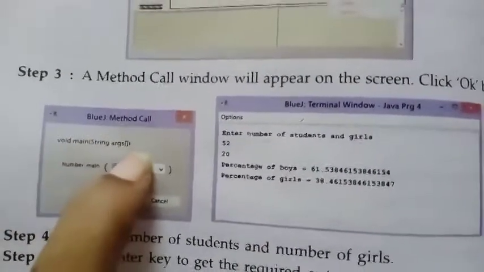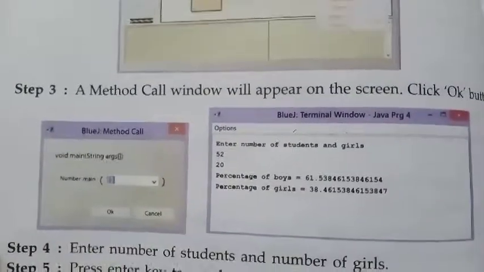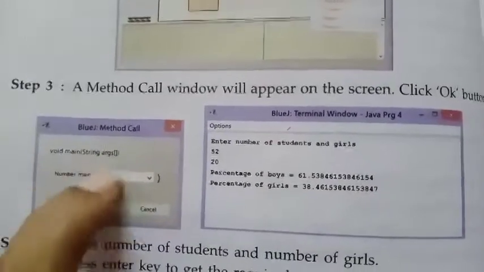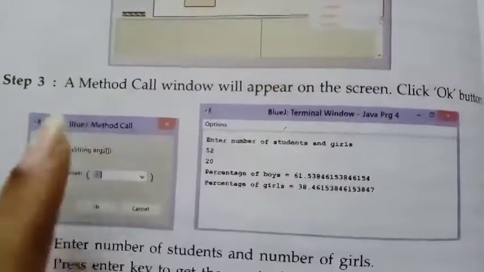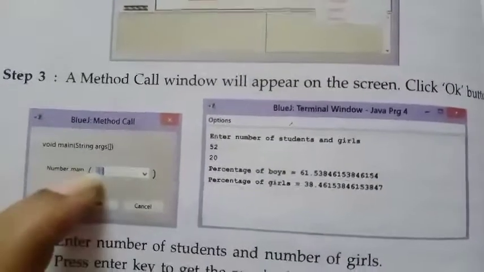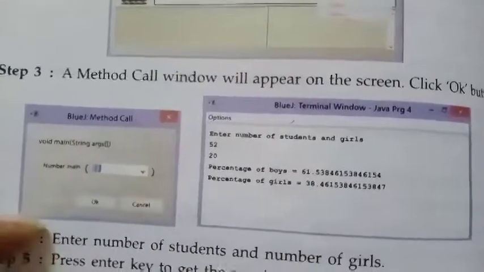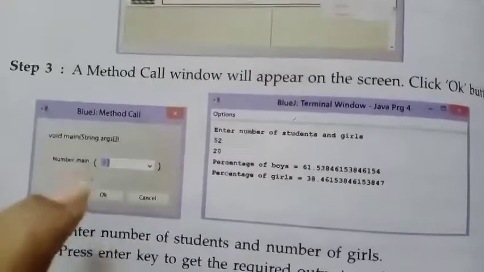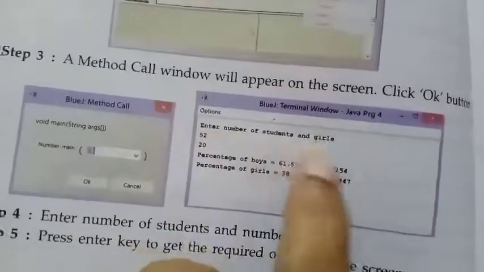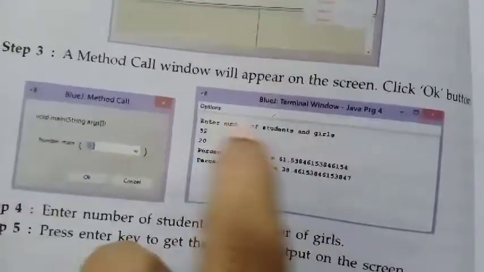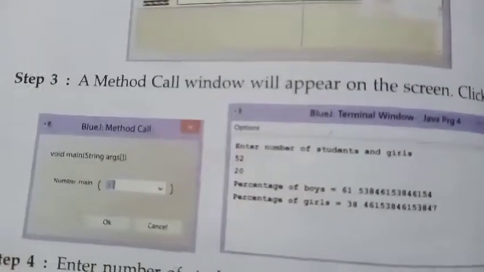But in this input stream reader class you are not going to give any data in the method call, because whatever data you give in this method call, it will be going to your main argument, that is void main function's argument. It will be going and storing, but you don't need this. Okay, so if you leave it blank and give OK, it will take you to the terminal window and you will be getting this output. Then you have to enter the data and you will be getting the output.